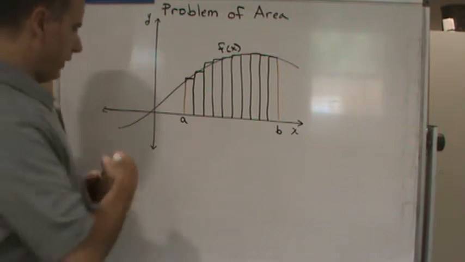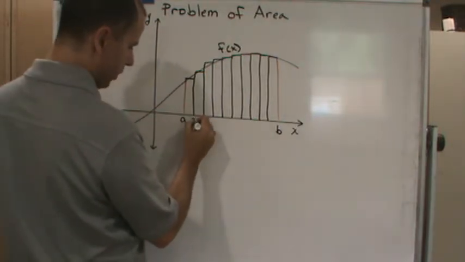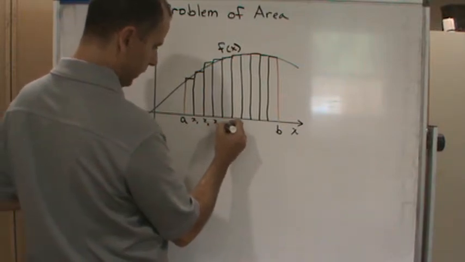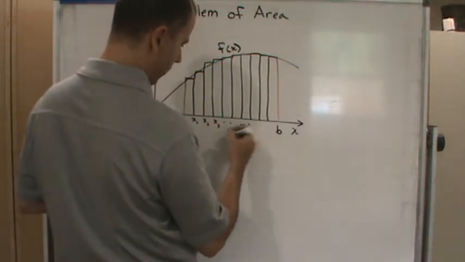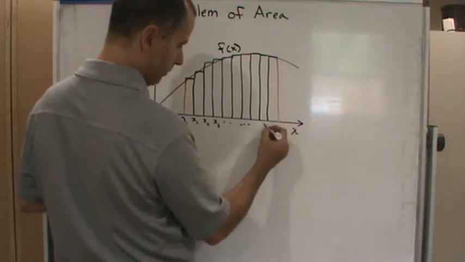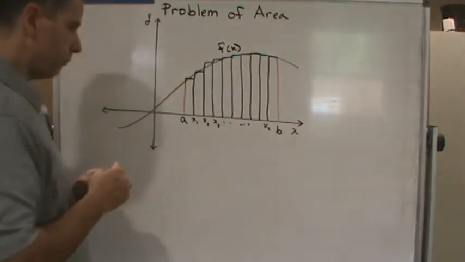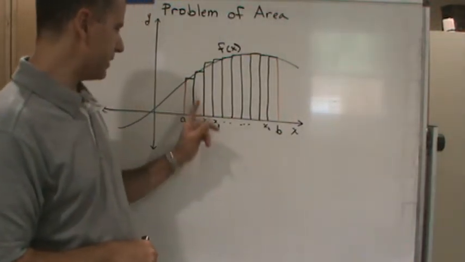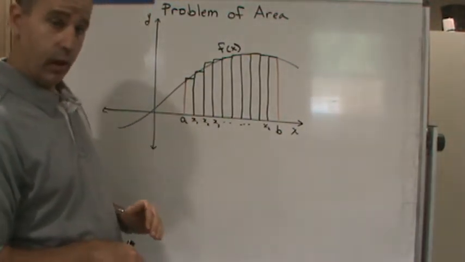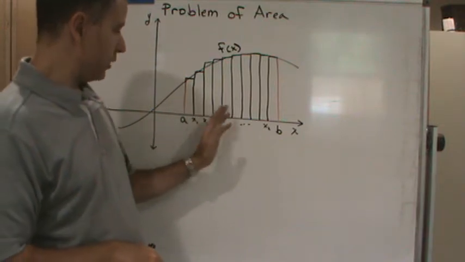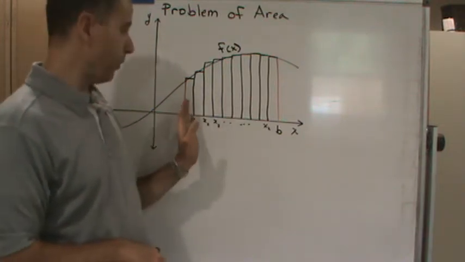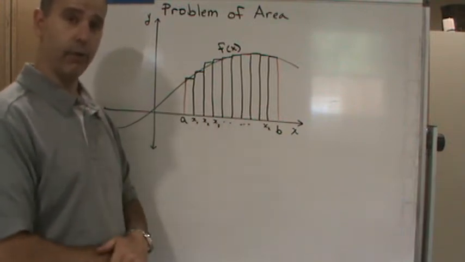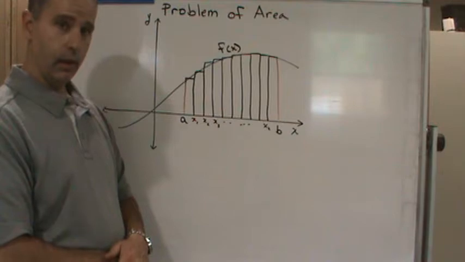So what we could do is have these subintervals. Let's call this x1, x2, x3, all the way to x of k. And since we're dealing with rectangles, we can calculate the area of each one of these rectangles, and we can approximate the area under the curve from A to B by summing up the area of each of the rectangles.